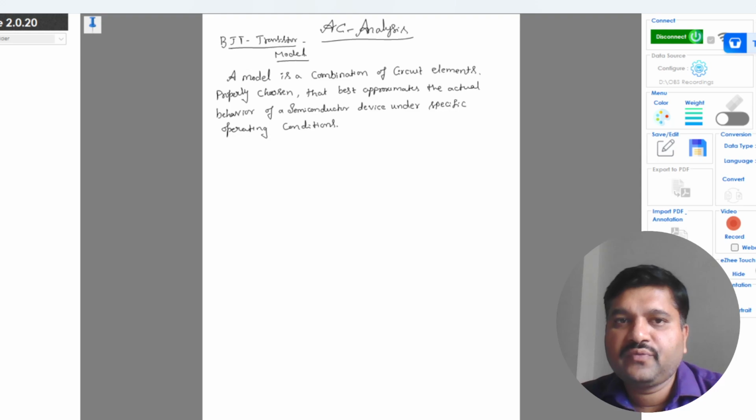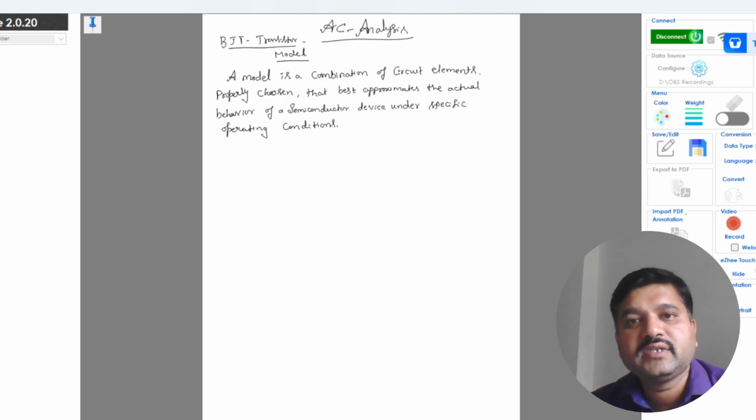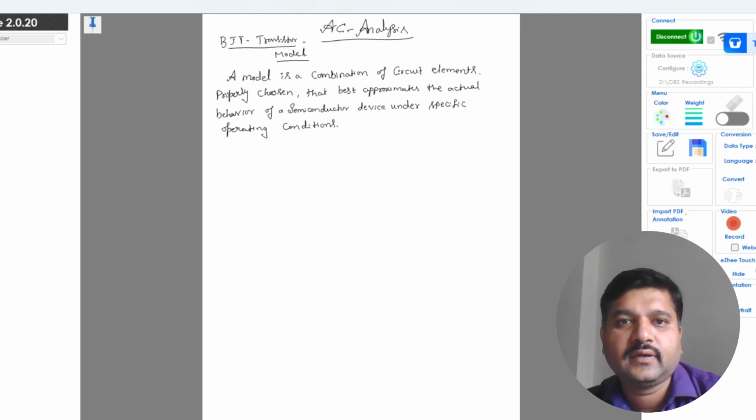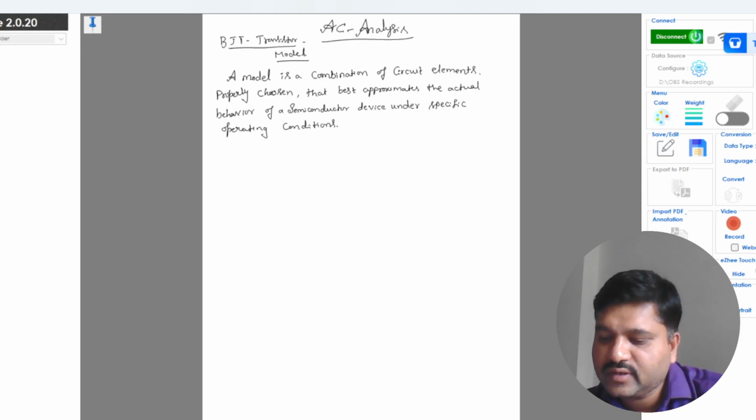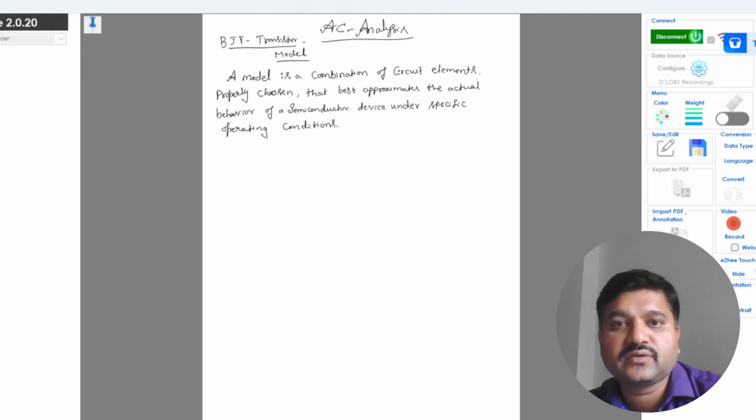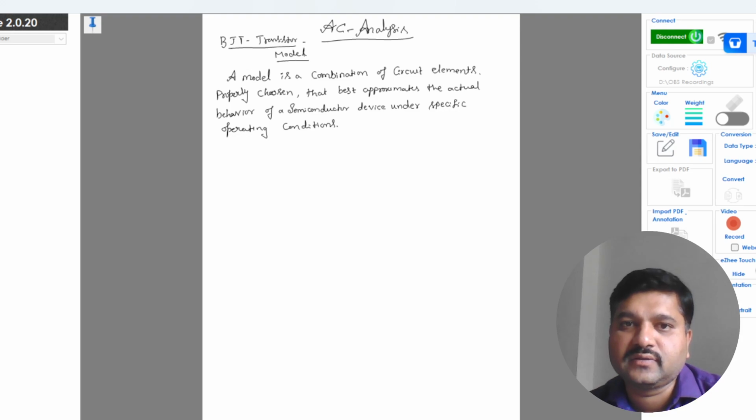Before we use that, we need to model this transistor to work like an amplifier, right? A model is a combination of circuit elements like resistance, current source, dependent current source, independent current source, likewise. A model is a combination of these circuit elements that you choose to best approximate the actual behavior of a semiconductor device under specific operating conditions, right?